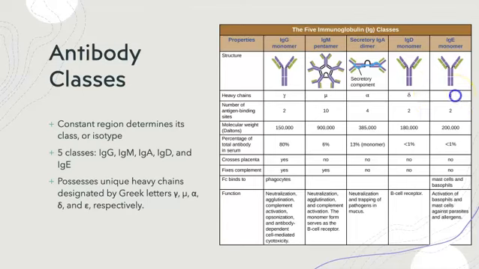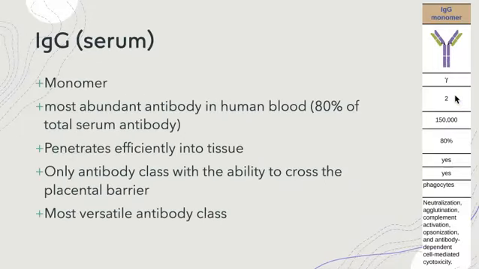So let's go through the next slides to see what is unique about each of these classes, starting with IgG, also known as our serum antibody. This is a monomer, meaning we've only got that Y shape to our antibody here, and this is the most abundant antibody in our human blood. It makes up about 80% of our total serum antibody, hence its name.